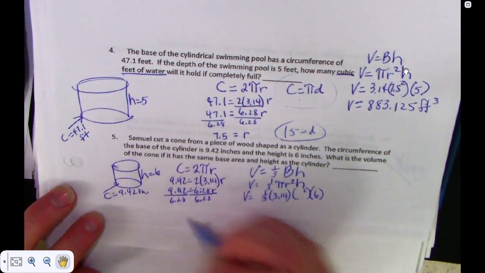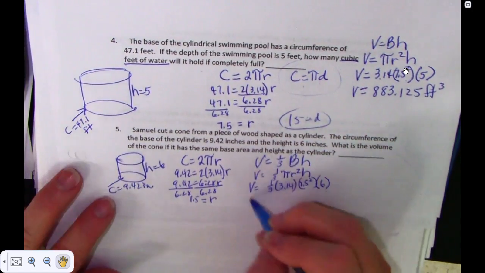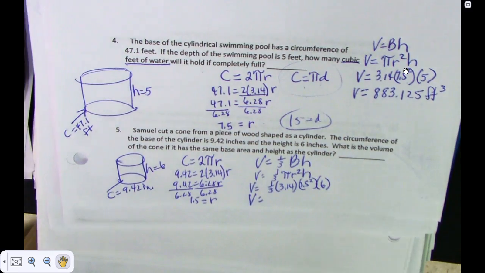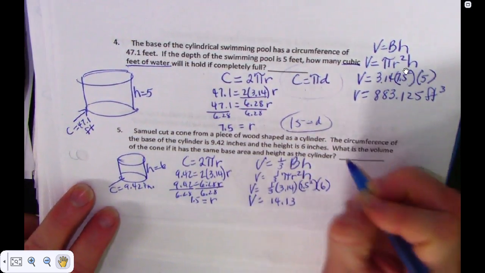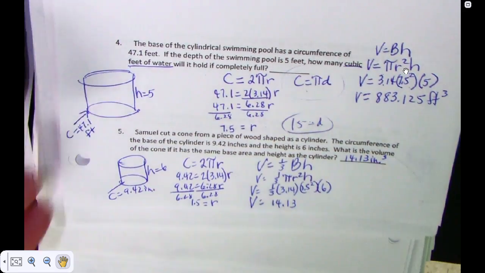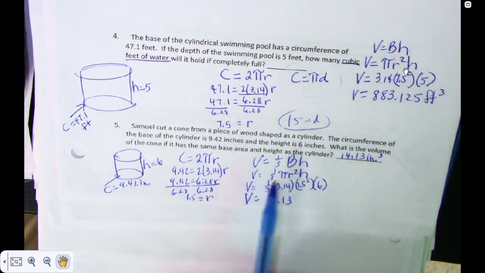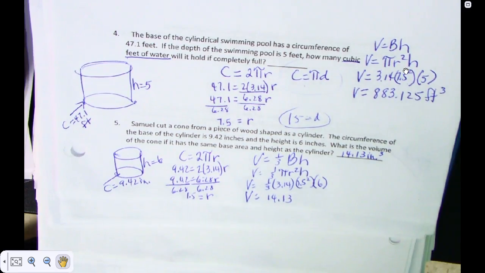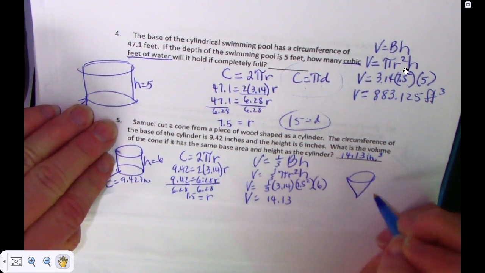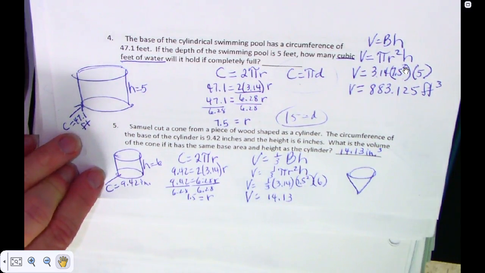So what's your radius? 1.5. Now I can go get the volume. Some of you have 42.39, but you got to get a third of that. So it's going to be what, 14, 13? You see? Yeah, but you had the wrong formula. You got to get the volume of the cone that has the same base and height. I know, I didn't pay attention to it either. Okay?